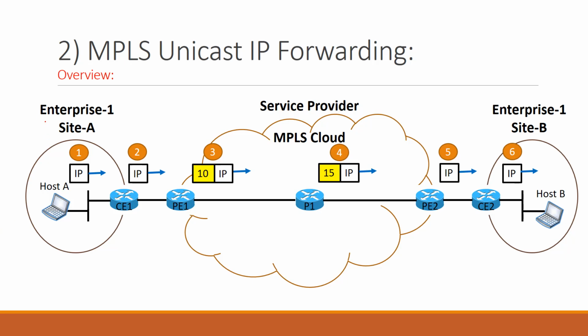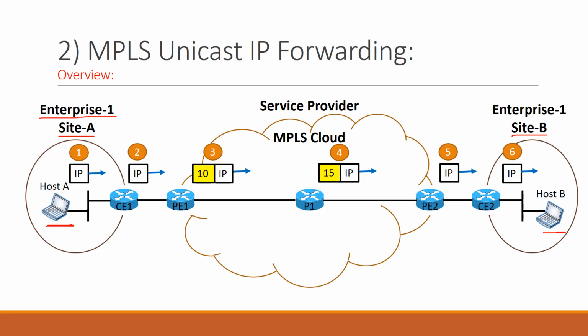We will consider that we have Enterprise 1 with two sites, Site A and Site B. These two sites, let's say we have host A at Site A and host B at Site B. We will consider that there is reachability between the two hosts. It means that host A can reach host B through the MPLS network. But here we are going to discuss only how MPLS works. First of all, the circles with numbers represent the steps. So let's start by step 1.